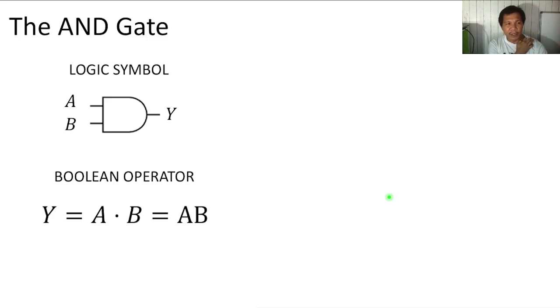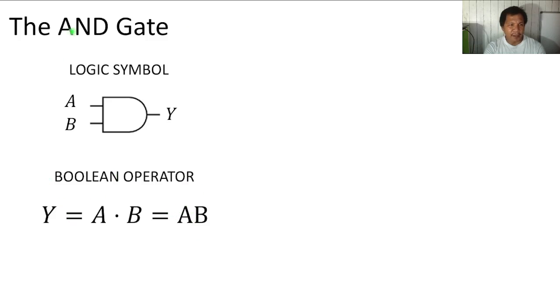Now, let's dig deeper on the AND gate. This is the symbol for the AND gate, as what we have discussed a while ago. The symbol for AND gate, and this is the Boolean operator. When we say Boolean operator, this is actually A multiplied by B. So you can see here that that symbolizes multiplication. You can write it as A dot B, or you can write that as AB. Later on we will learn how to manipulate Boolean expressions in our topic Boolean algebra.